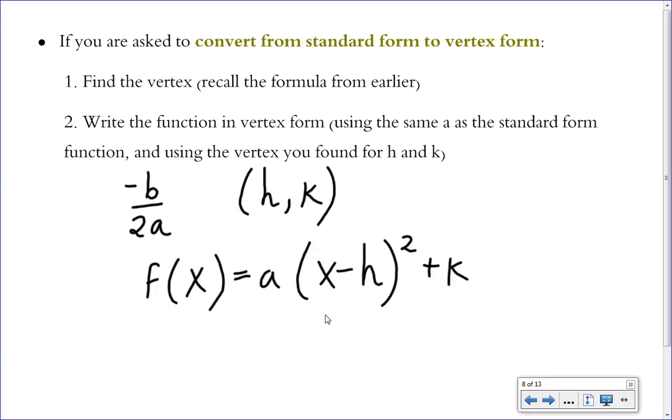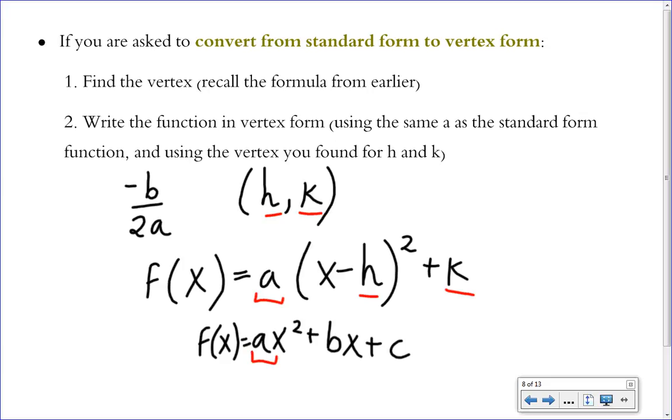So we need to find the x-coordinate of the vertex and the y-coordinate of the vertex, and fortunately we can just take the a value in the standard form of the quadratic equation and use that as our a value. Just as a reminder, the standard form of the quadratic function is this. So we're going to use the same a value when we turn our quadratic equation in standard form into vertex form. We will find the y-coordinate by plugging in this x value into the function, and that will make more sense when we do an example.